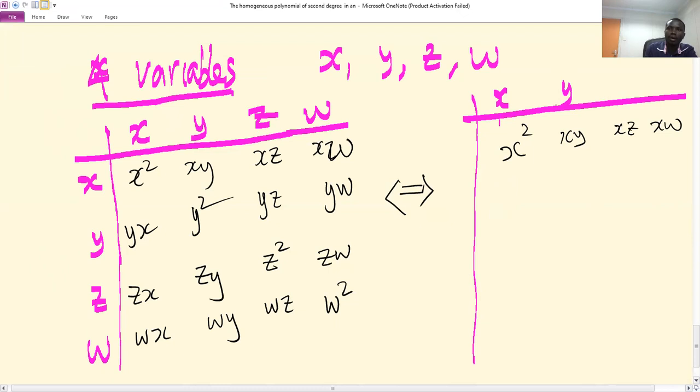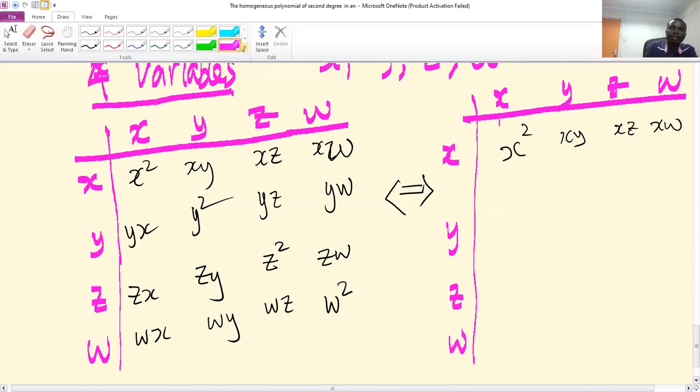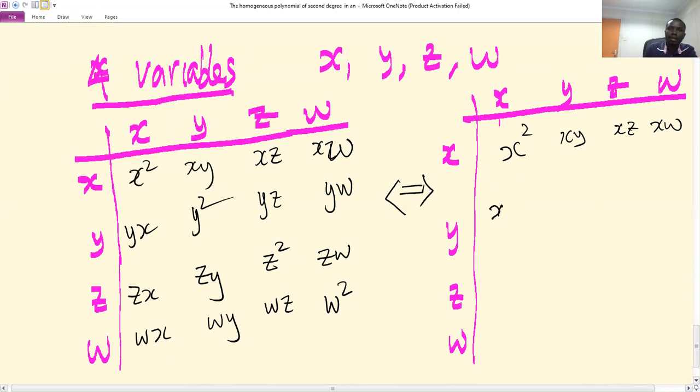So x, y, z, w, x, y, z, w. This is the same as xy, y squared, yz is the same as yz, and then yw. And then here, zx is the same as xz, so just write xz. And then yz the same as zy the same as yz. And then z squared is the same as z squared. Zw the same as zw.